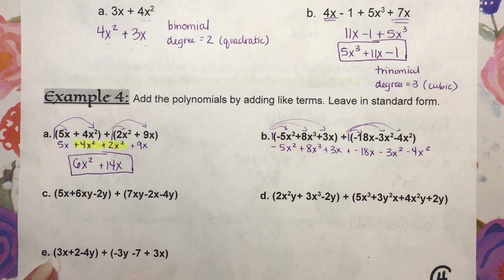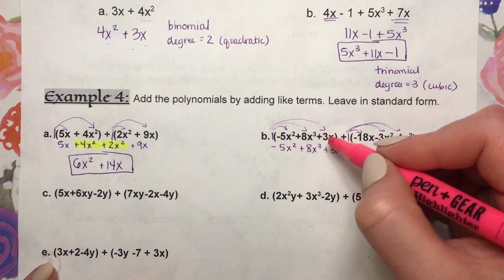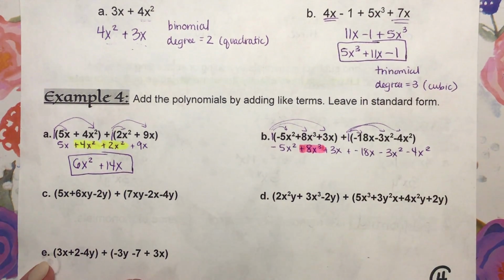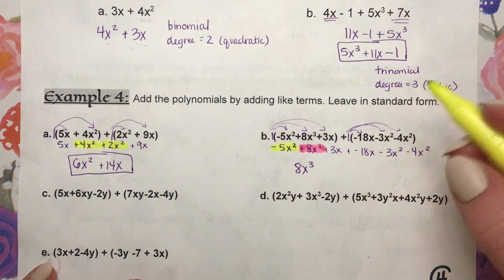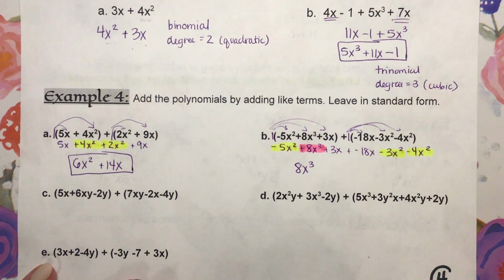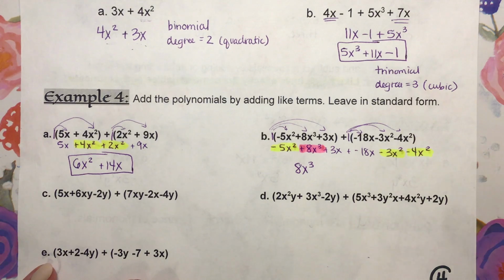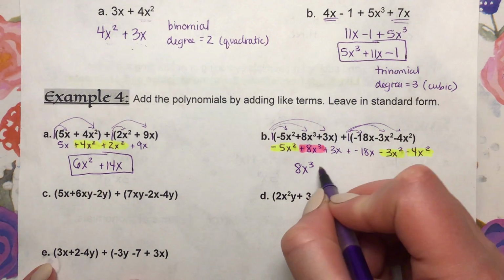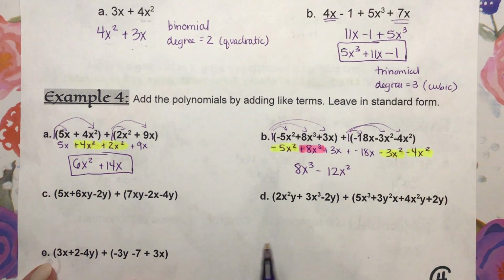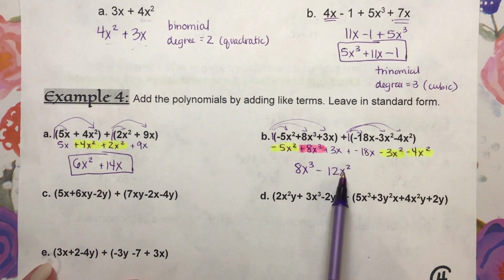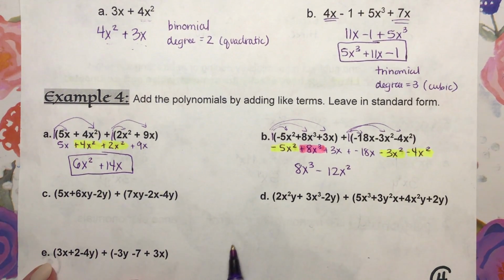So I'm going to start with the 8x cubed because that's the largest exponent. I have 8x cubed right here, and I cannot combine it with anything, so I'm just going to carry that down. Then I'm going to look for my next largest exponent, which is squared. So I have negative 5x squared minus 3x squared minus 4x squared. When I combine all of those, I'm going to get minus 12x squared. I'm keeping the x squared because all I'm doing is combining like terms and I'm not multiplying. So the variables and the exponents stay the same when adding and subtracting.